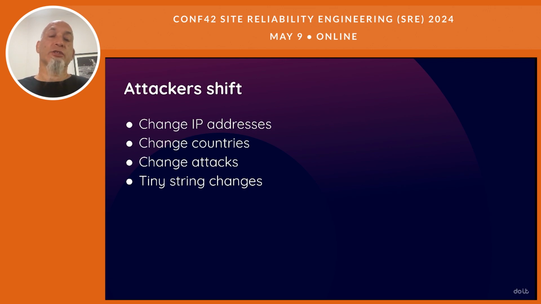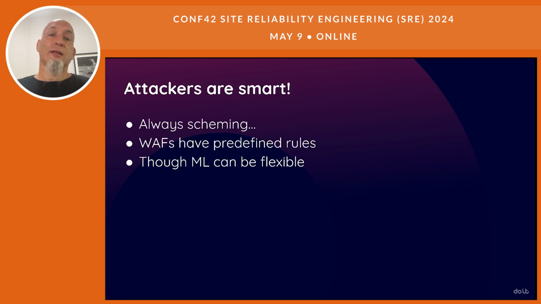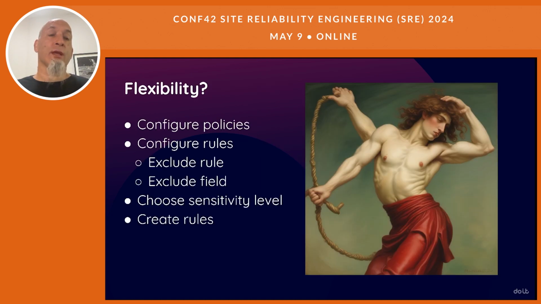And the attackers can shift around too. They can change their IP addresses using a VPN or whatever. They can also change the country they appear to come from. And they can change the attacks. Tiny string changes may get through the regular expression while still carrying an attack. They are smart, they are human, they are always scheming. And the WAFs have predetermined rules. There are new machine learning systems that are flexible, but they're not magic either.